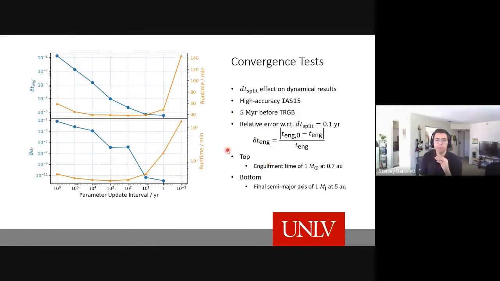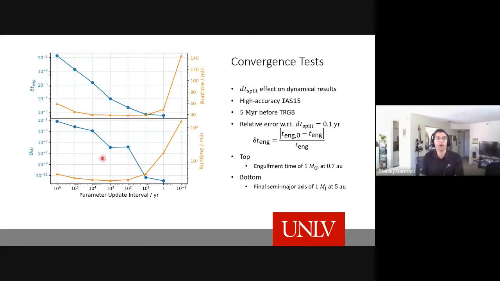So because we were discussing earlier the splitting scheme and the efficacy of it, we wanted to look into how that splitting scheme interval, or that DT split, affects the dynamical results, right? Theoretically, we discussed that the smaller the interval, the more accurate solutions you should get. You should approach a true solution.